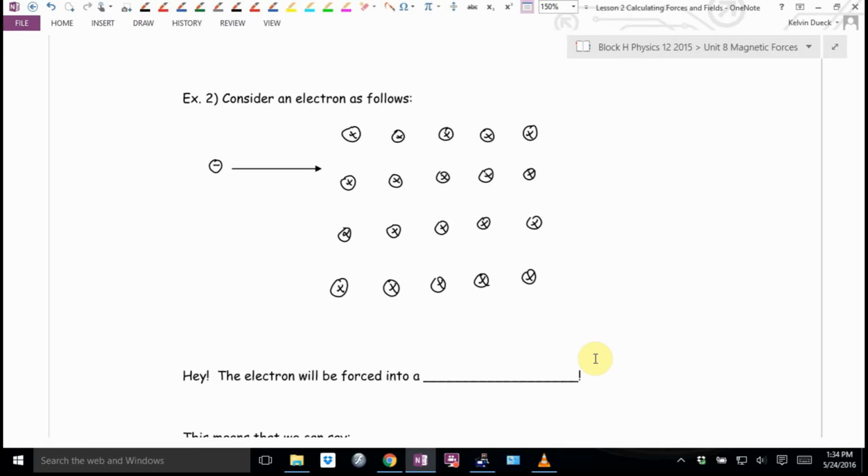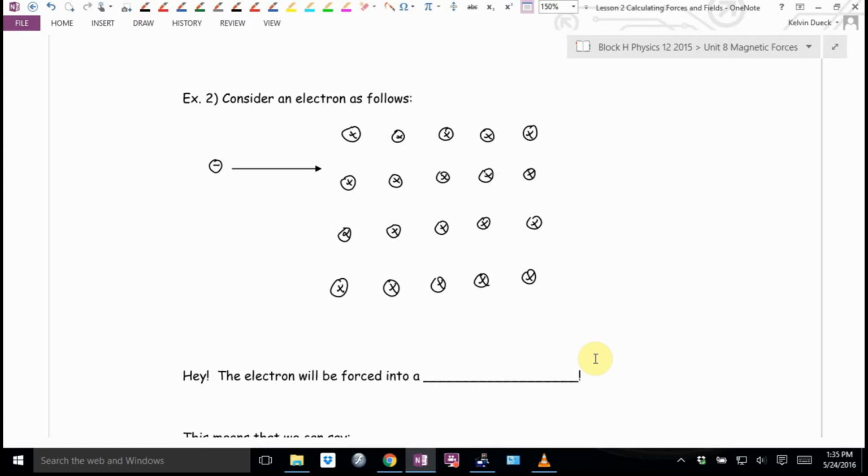This is Mr. Dewick doing a hideous hand sketch. Okay. First of all, I'm asking you, so consider an electron as follows. Now, we don't deal with electrons. Which way is this electron traveling? To the right. Our right-hand rule doesn't work for negatives. So an electron traveling to the right is the same as a proton traveling which way? Left. And then I quickly scratched out an external magnetic field.